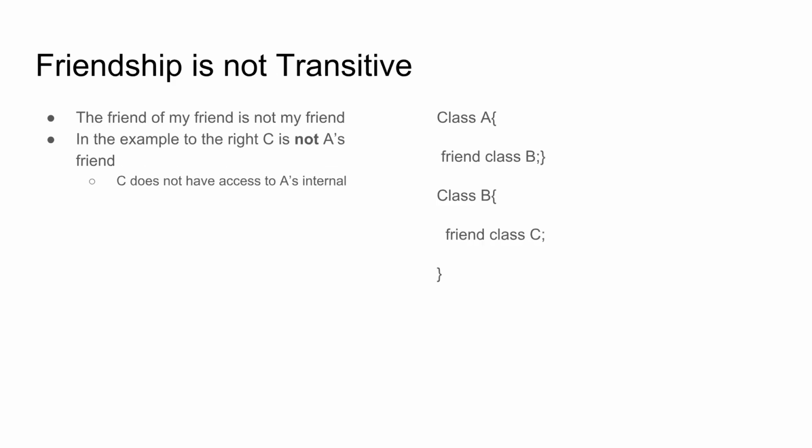The other thing is that friendship is not transitive. The friend of my friend is not my friend, right? So if I say that A's friend is B, and I say that B's friend is C, C is not A's friend, right? It's not transitive at all. So C has no special access on A.